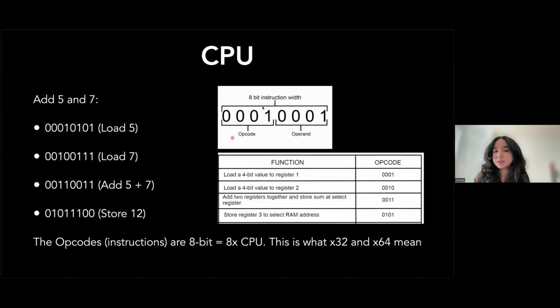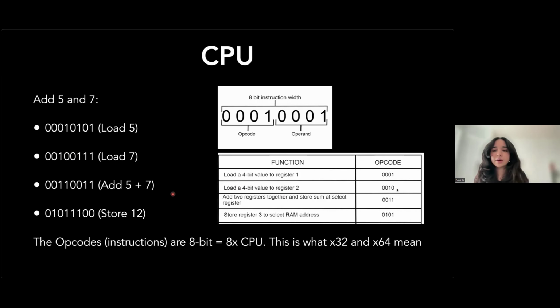And in this case, the instructions are made up of 8 bits or 8 binary digits. And the first half is going to be the instruction, and the second half is going to be the value. So for 5 and 7, we have 0001, which means load a value, and then the number 5 in binary, and then 0010, which is also load a value, but to a different location, and then the number 7. And then we have add 5 and 7, and then store the result.